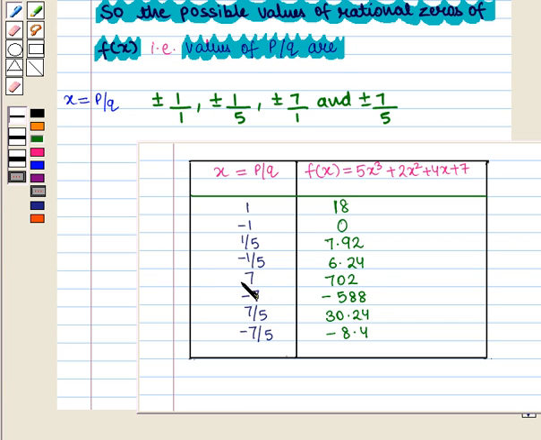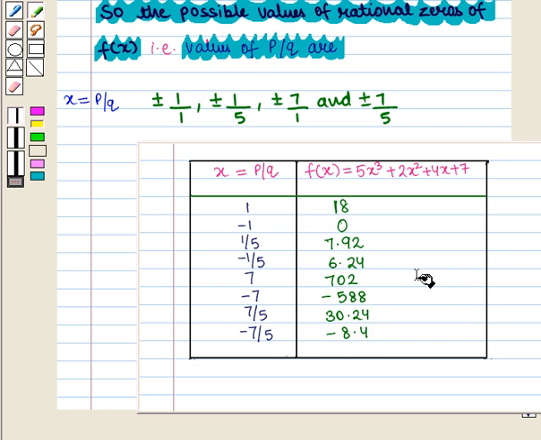For x = 7, f(x) = 702. For x = -7, f(x) = -588. For x = 7/5, f(x) = 30.24. And for x = -7/5, f(x) = -8.4.